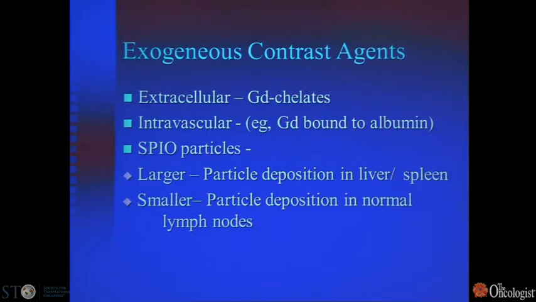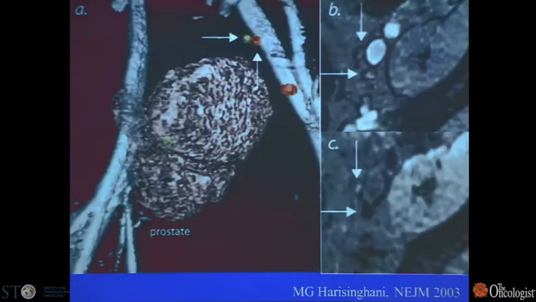Exogenous contrast agents: we are accustomed to using gadolinium-based agents in clinical imaging. Another class of agents is SPIO, or superparamagnetic iron oxide particles, essentially rust. But if you take rust and can reproducibly make it in tens of nanometers to hundreds of nanometers, it can be useful. It can preferentially deposit in the liver or spleen or in lymph nodes.